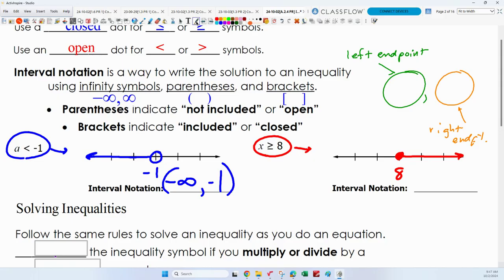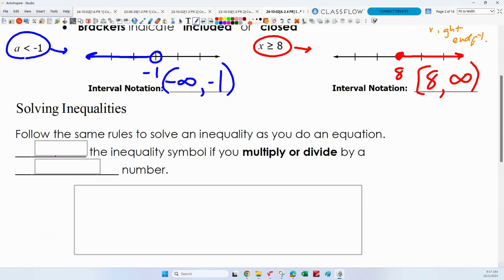Okay, what about the red one? How am I going to write this one using this new interval notation? I've got my comma. What's going to go on the left? 8, yeah. With what kind of enclosure? Bracket, yes, right, because it's closed. Bracket goes with closed. What goes on the right? Infinity, with a parenthesis. There you go. Okay, very good.